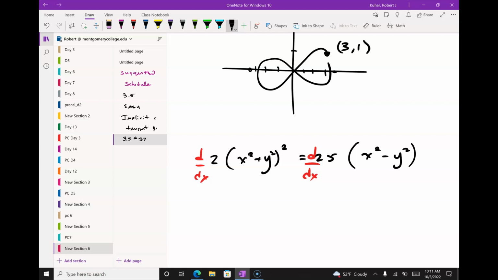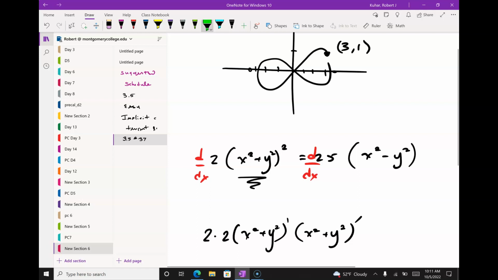it actually looks like I can't solve this for y, because when I FOIL this thing out, it gets real ugly. So anyway, I need 2 times the 2 x squared plus y squared, but now to the first power, that's not a prime, times the derivative of the inside. That is a prime. Do we agree that x squared plus y squared is the inside?